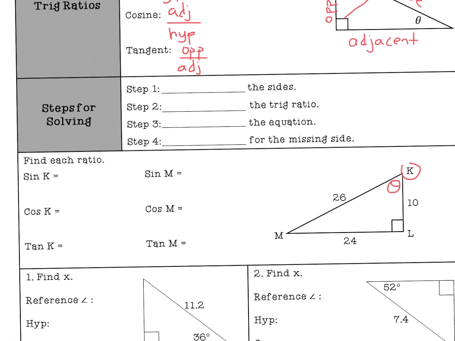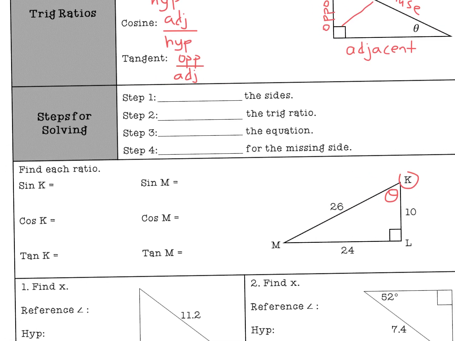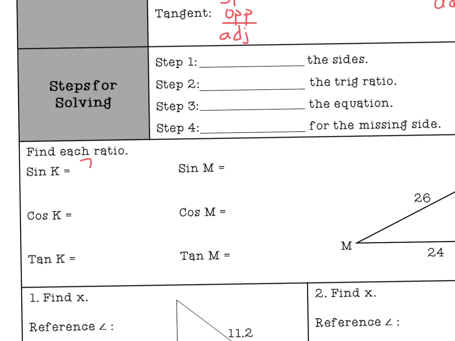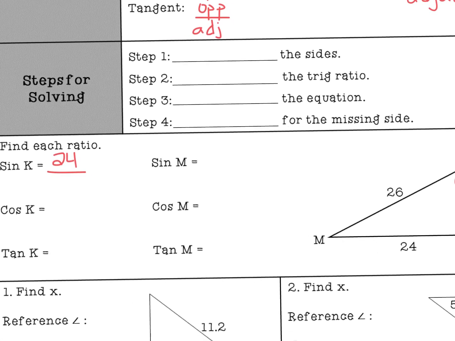So sine, look back up above. What's the ratio for sine? Opposite over hypotenuse. So from K, what's opposite? 24. So put 24 as opposite. And then what's the hypotenuse? 26, because it's across from the right angle. Okay, what's wrong with that ratio? What did we learn about ratios? You can simplify, reduce. What can we reduce both of these by? 2. What's 24 divided by 2? 12. 26 divided by 2? 13. Yep, so you always want to simplify ratios when you can.